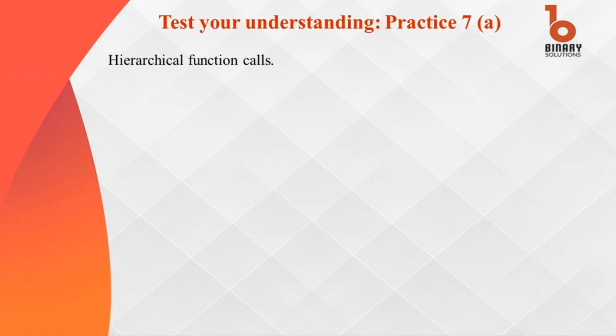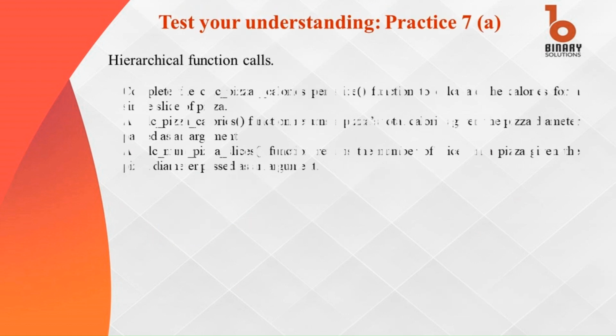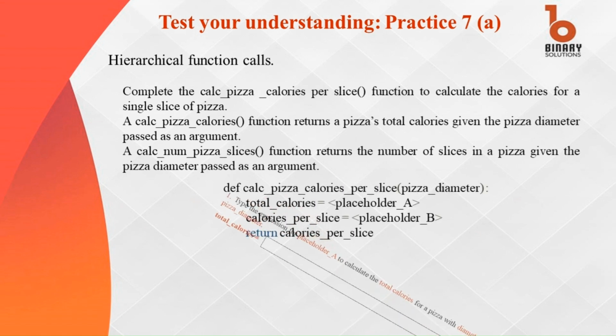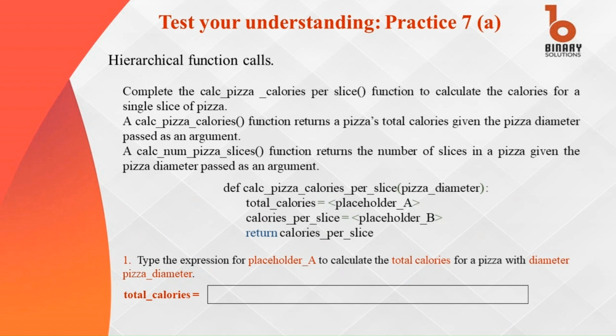Now that you understand the concept, let's put your knowledge of hierarchical function calls into practice. Let's dig into some pizza math. Your task is to complete the function calc pizza chad calories per chad slice. First, focus on the total calories for the whole pizza. What should you type for placeholder A to calculate this? Remember, the function calc pizza calories is your key to figuring this out. Ready to tackle this challenge?